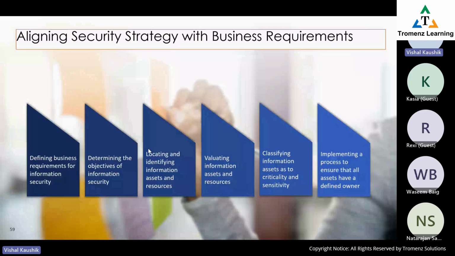So once that is done, you implement a process to ensure that all the assets have a defined owner. All the assets have to have a defined owner. That is one of the ways to ensure that you have a cost-effective strategy that is aligned to business requirements. So you need to define the requirements, determine the objectives of information security, and locate and identify the information assets.